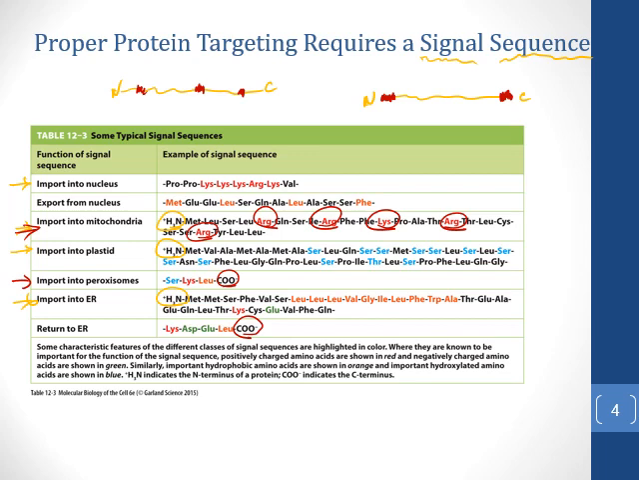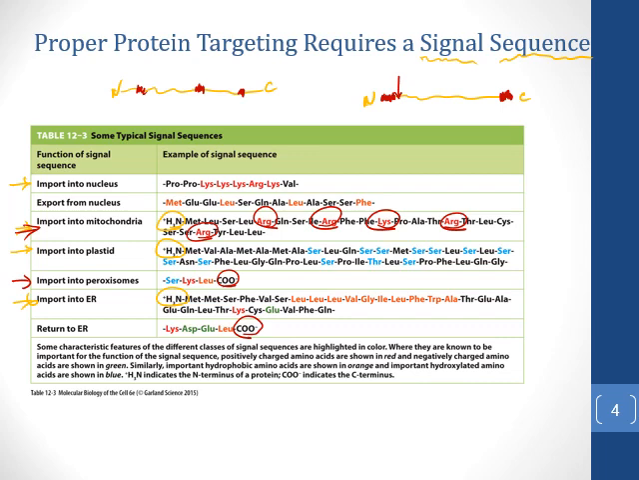Now, if the signal sequence is on the end of the protein, then what that means is that sometimes that signal sequence could get clipped. You could remove it, and you can remove it without really affecting the function of the protein. In other words, sometimes the signal sequence is on the amino terminus or the N terminus. Its job is to get the protein to the right location, and then it gets clipped off.